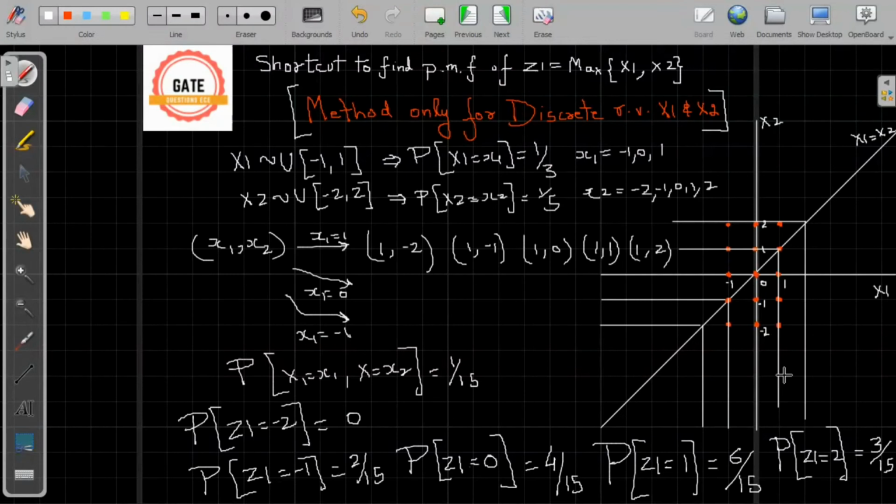For all other points, if you draw the boundaries, you will see that there are no points lying on the boundaries, so the corresponding probabilities are 0. These 4 are the only probabilities which will be non-zero. For all other points, if you draw the boundaries and try to see what are the points lying on the boundary, no point will be lying on such boundaries and the corresponding probabilities will be 0. So on the next page we can write the PMF of Z1.